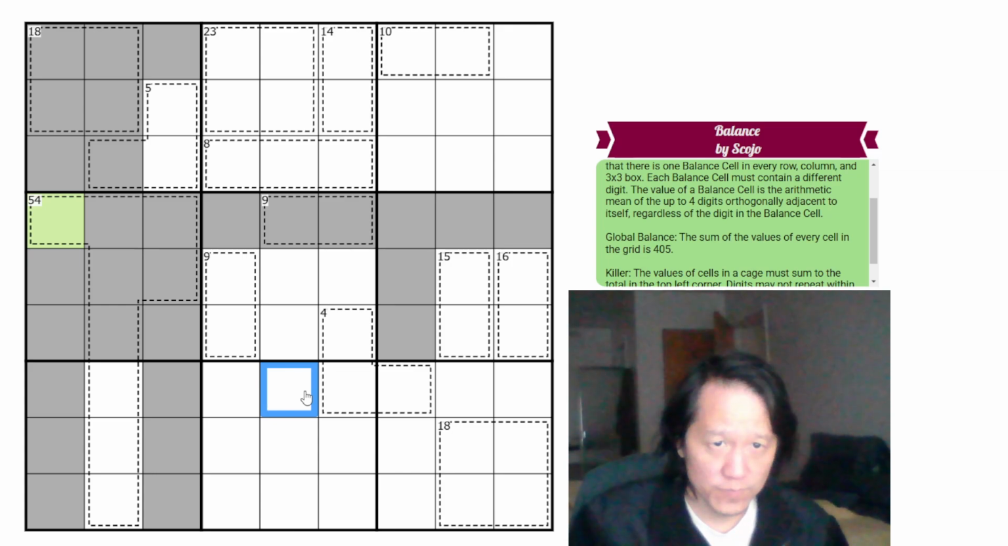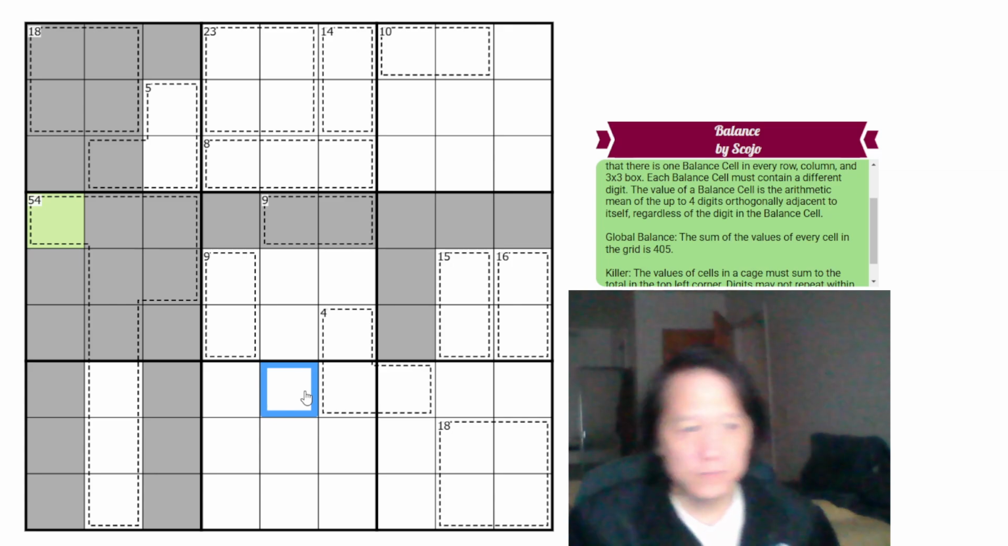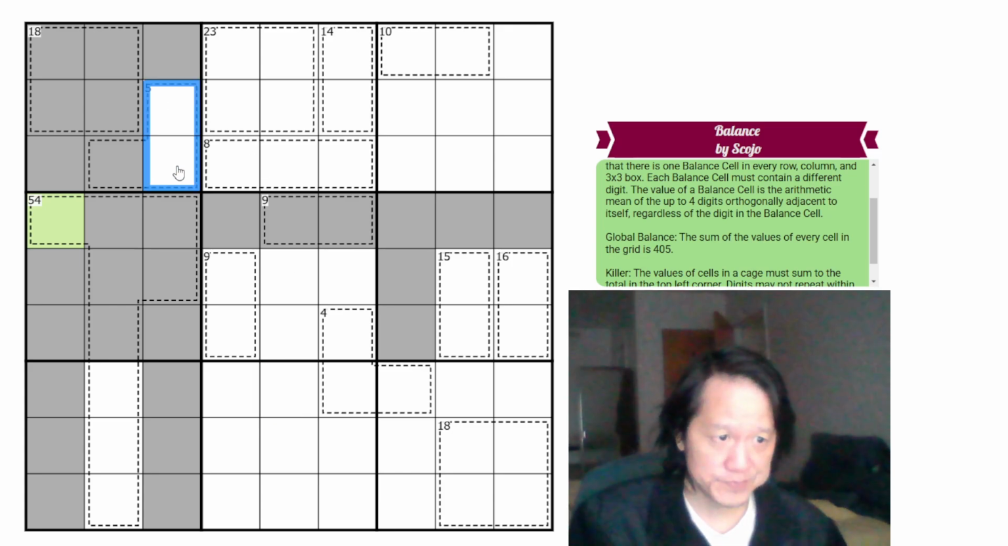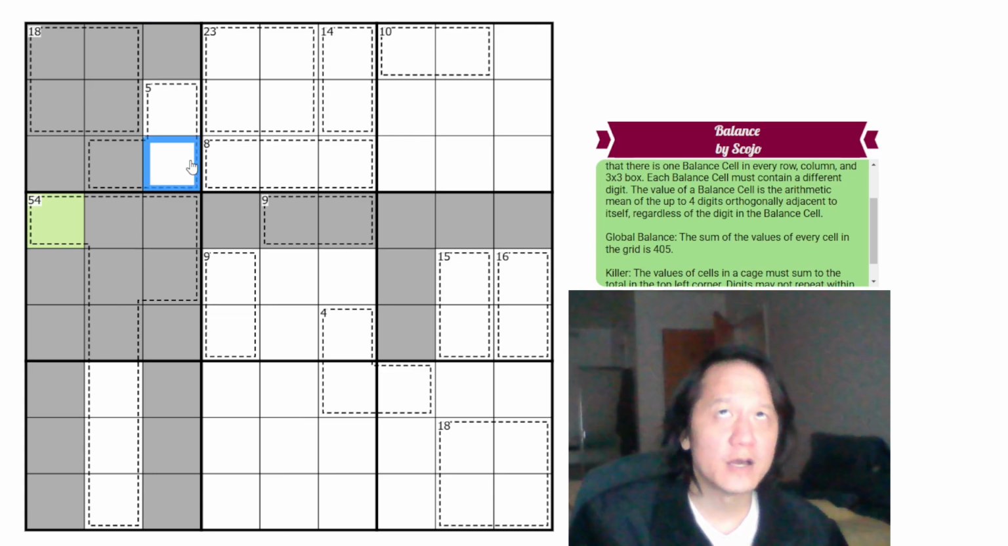Hmm. One of these 2 is a balanced cell. What's the minimum a balanced cell can be? The minimum a balanced cell could be would be 1 and 2, and then 1 and 2. So that would be 3 times 2, which is 6 divided by 4, which is 1.5. So the minimum a balanced cell can be is 1.5. Obviously, this contains only one balanced cell, so 1.5 is not allowed.